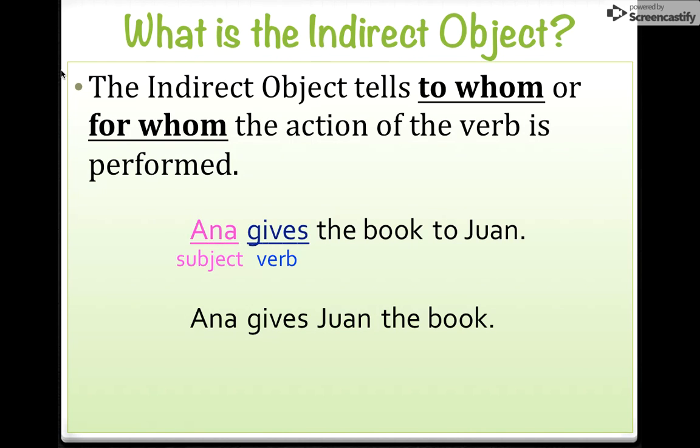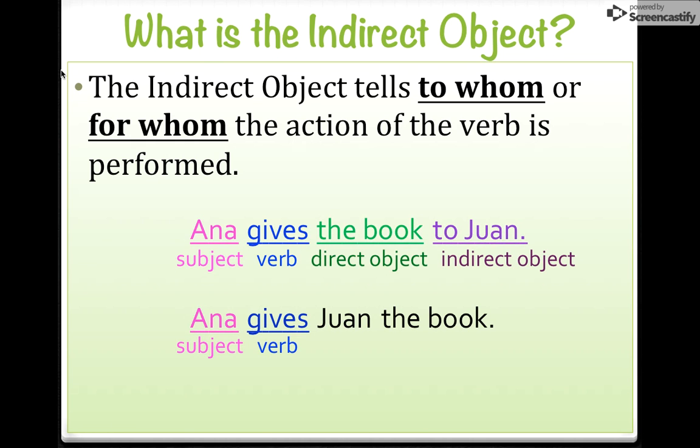So Anna is your subject, gives is your verb, and then the direct object is the book. The indirect object is to Juan. And then in the second sentence, Anna is your subject, gives is your verb, Juan is your indirect object, and the book is the direct object. All we did was switch it around, and it still makes sense.